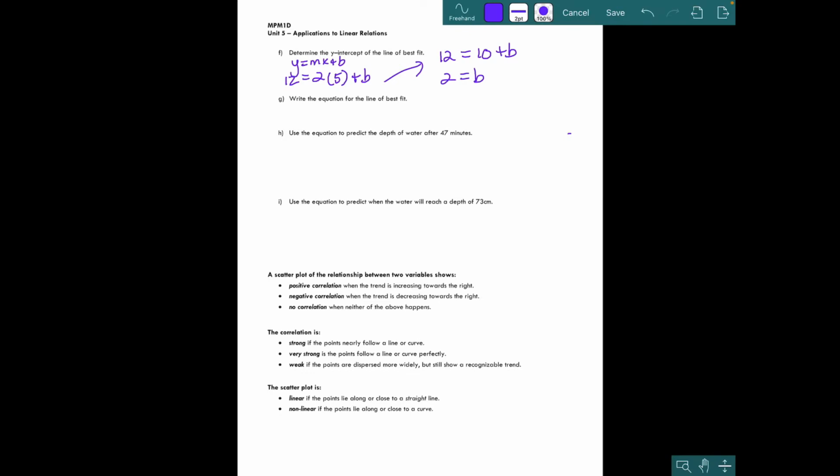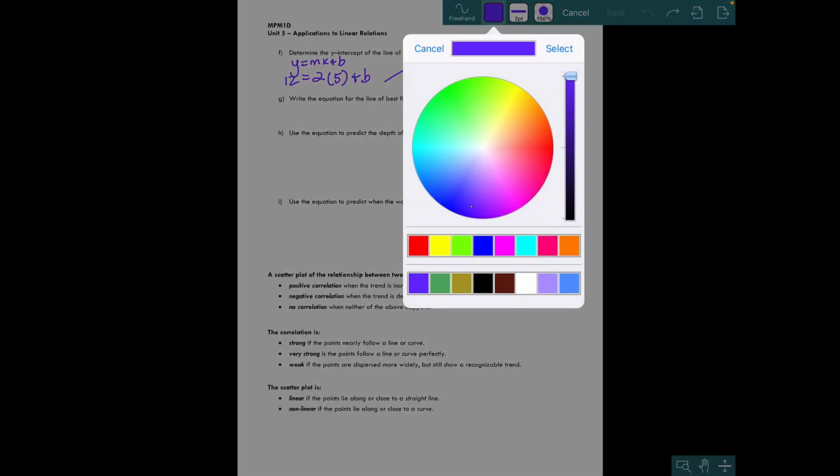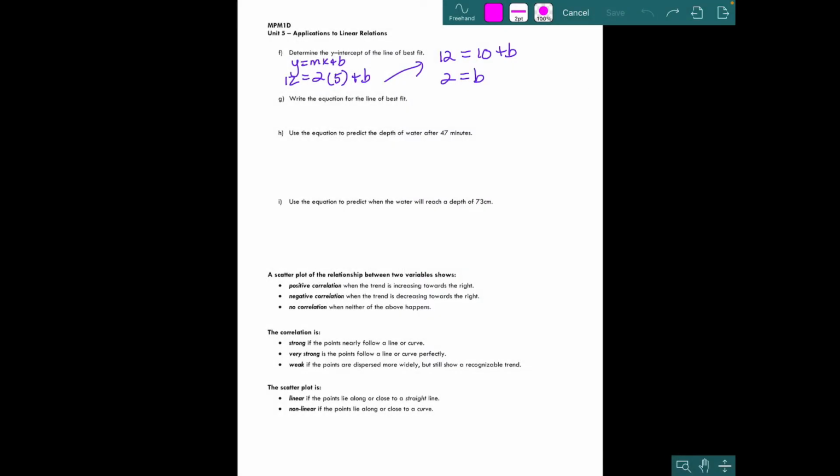So when we're asked to write the equation of the line, we can write y equals 2x plus 2, but of course we're actually talking about something in a context, so we're talking about the depth of the water and time. So we would write the depth of the water equals 2 times the time plus 2.